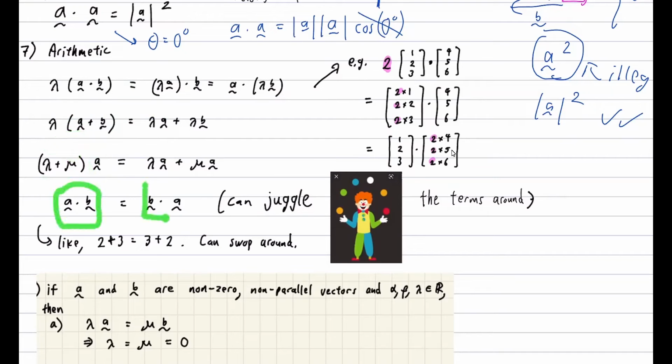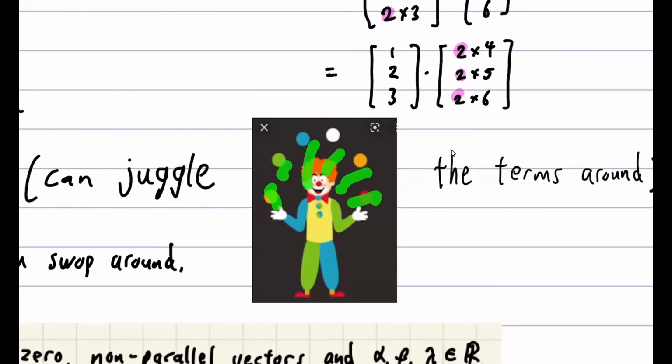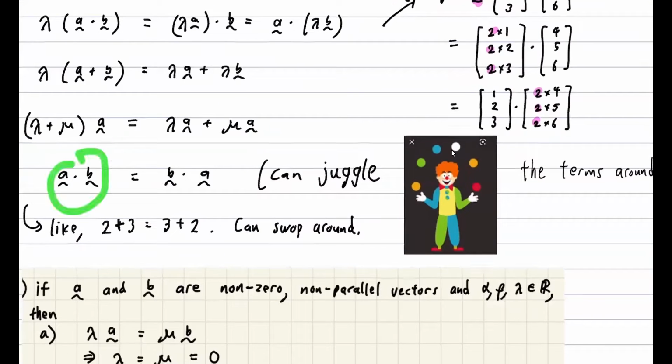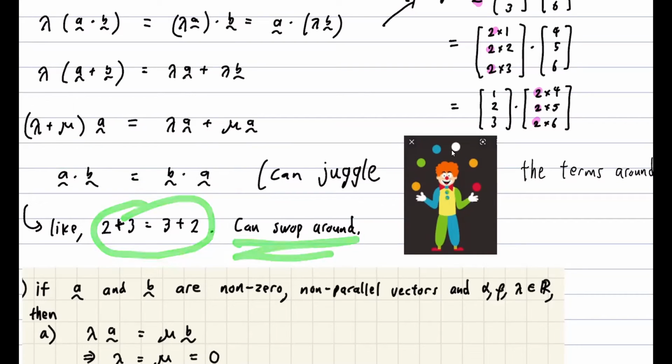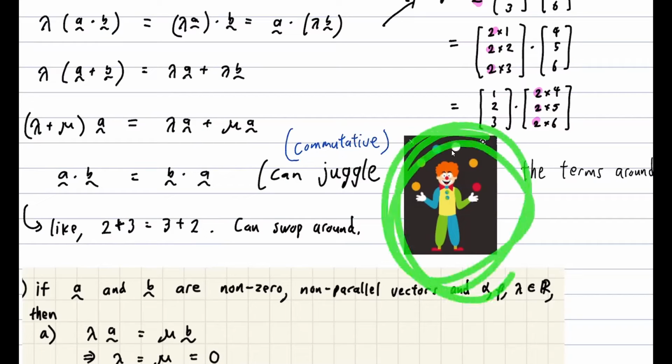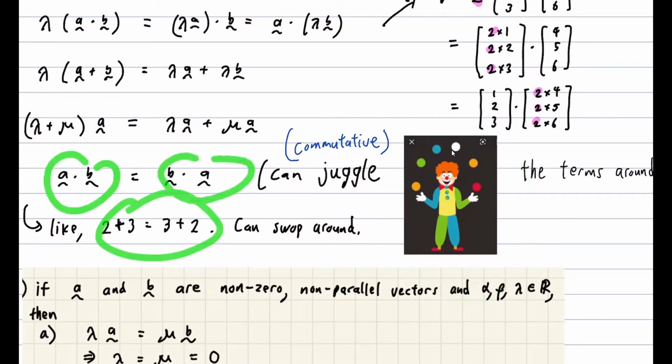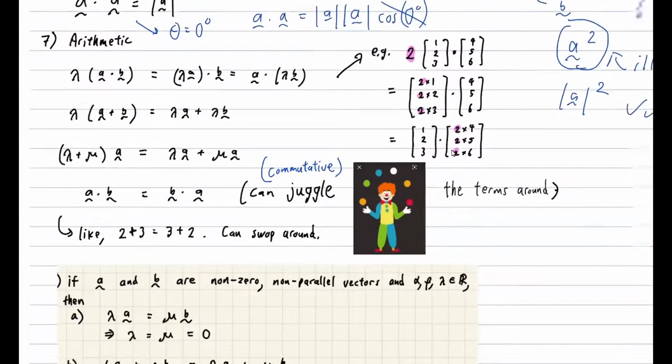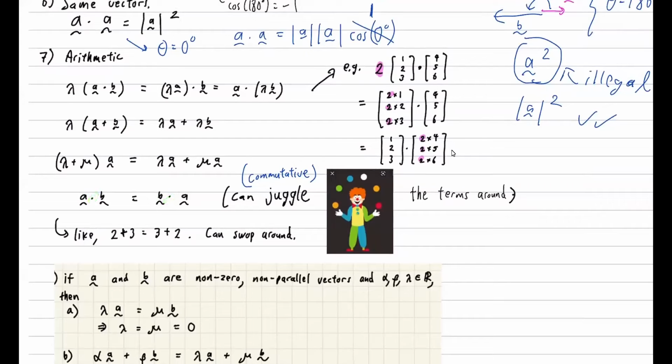Okay, then A dot B is the same as B dot A. You can juggle them around. I give you a clown. What does a clown do? Juggle. Why do I say juggle? Because A dot B and B dot A, you juggle the two terms around. Left go to right, right go to left. They are equal. A bit like 2 plus 3 is 3 plus 2. You can swap around. We have a technical name for this. It's called commutative. If you are not studying maths, you don't need to know this ever. Just good to know. Just juggle. Remember the clown. 2 plus 3 is 3 plus 2. A dot B is B dot A. Okay, that's for dot product. Later for cross product will be a little bit different. You need an extra minus sign.